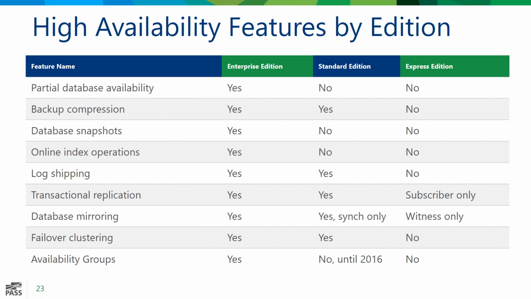All these capabilities are available in Enterprise. Standard Edition has some limitations. So you can't do partial database availability. You can't do database snapshots. You don't have online index operations. And you can only do synchronous database mirroring. And you can't do availability groups unless you do a basic availability group in 2016 or newer.